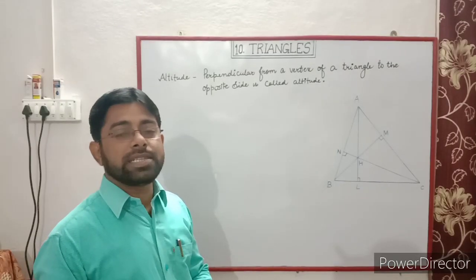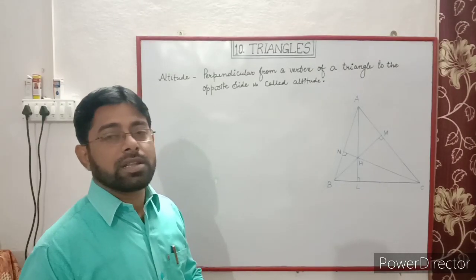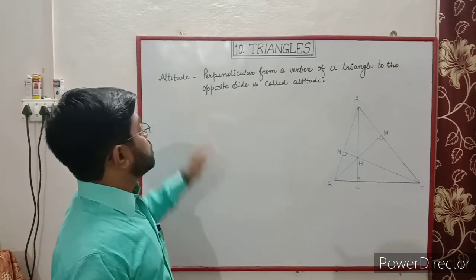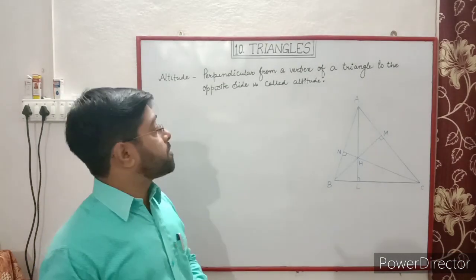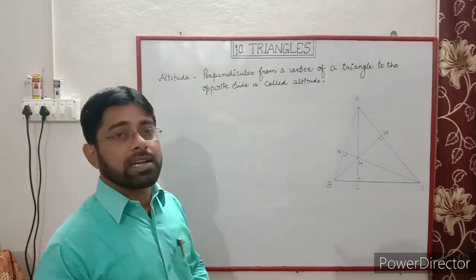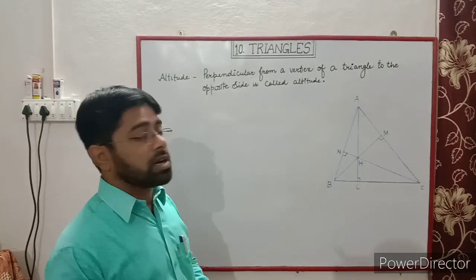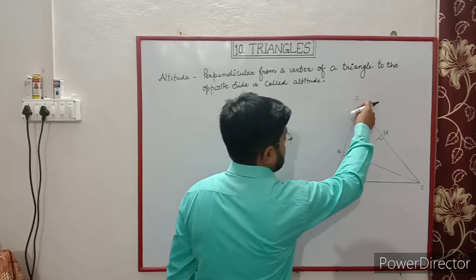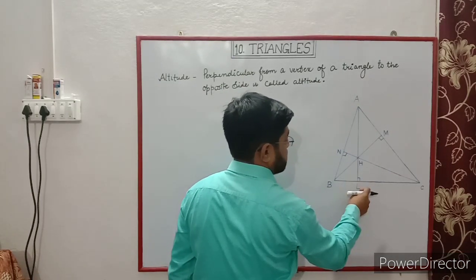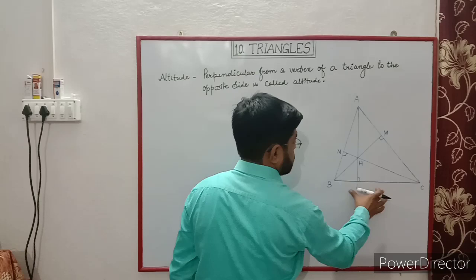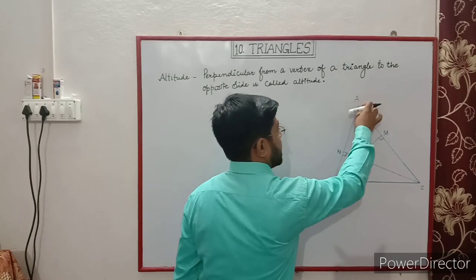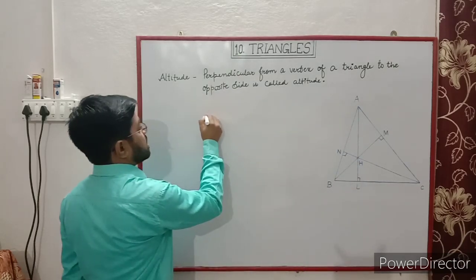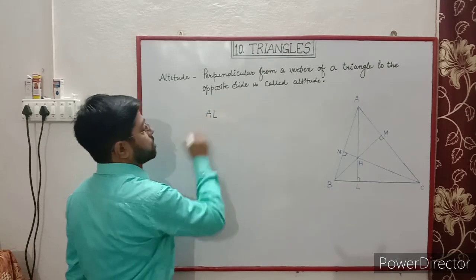Now, some related terms with triangle. Let's see. Altitude. Perpendicular from a vertex of a triangle to the opposite side is called altitude. Let's see this figure. AL is perpendicular to BC from the vertex A. So AL is the first altitude.